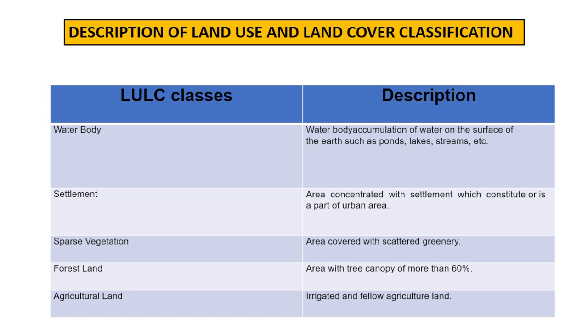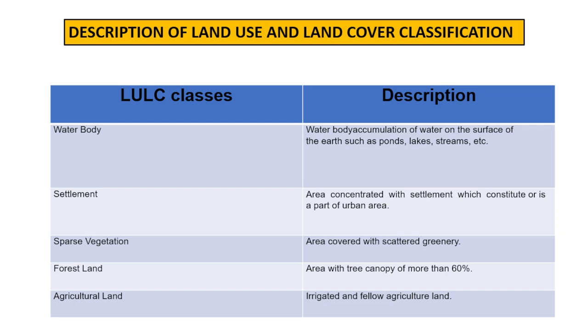The table provides a description of the different land use and land cover classifications. These classifications help in understanding the utilization and vegetation cover of land in a particular area. The categorization is as follows. Water body. This category includes areas with water accumulation on the surface of the earth, such as ponds, lakes, streams, etc. It includes the presence of significant water bodies in the region.